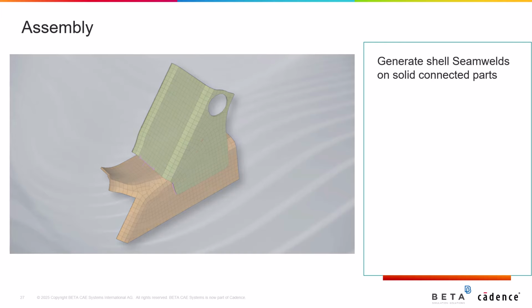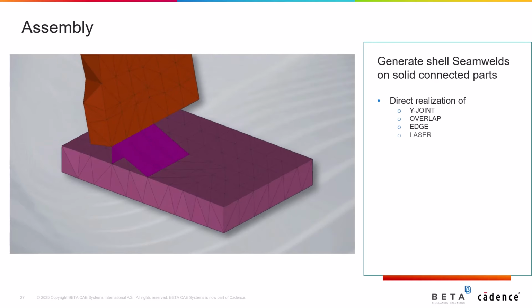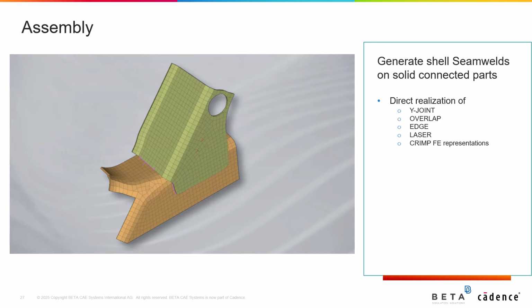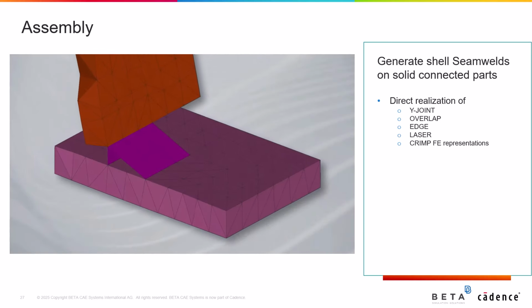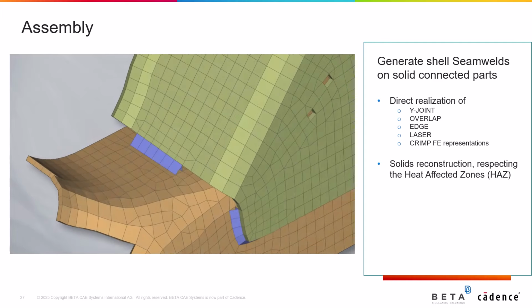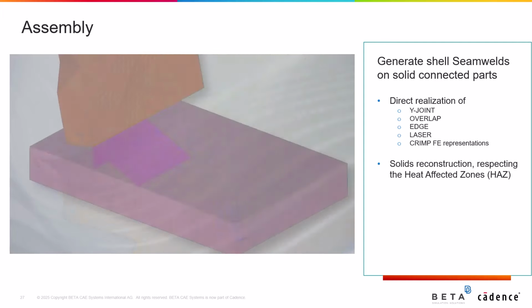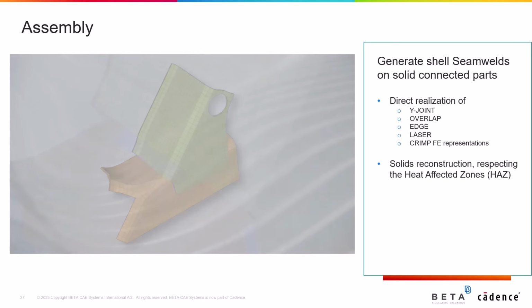Continuing with the assembly updates, shell seam welds, including wide joint, overlap, edge, laser, and crimp FE representations, are now directly realized on solid connectivity parts. The solids are reconstructed while respecting the width of the heat-affected zones and other relevant settings, ensuring a more accurate representation of the assembly.